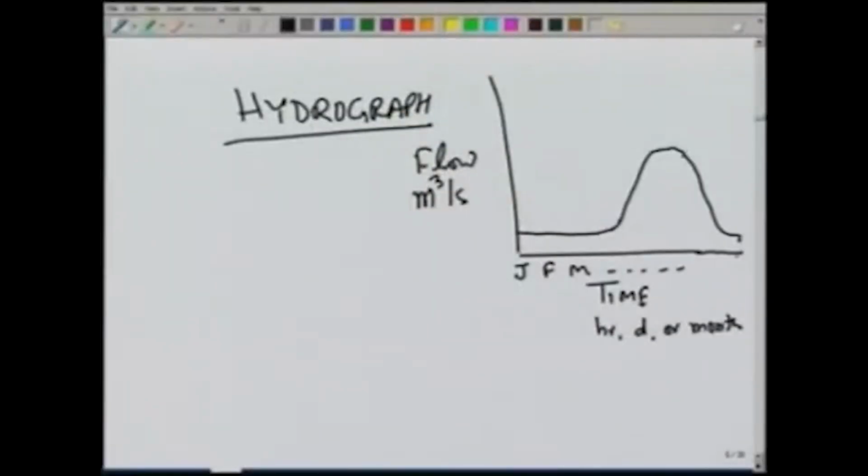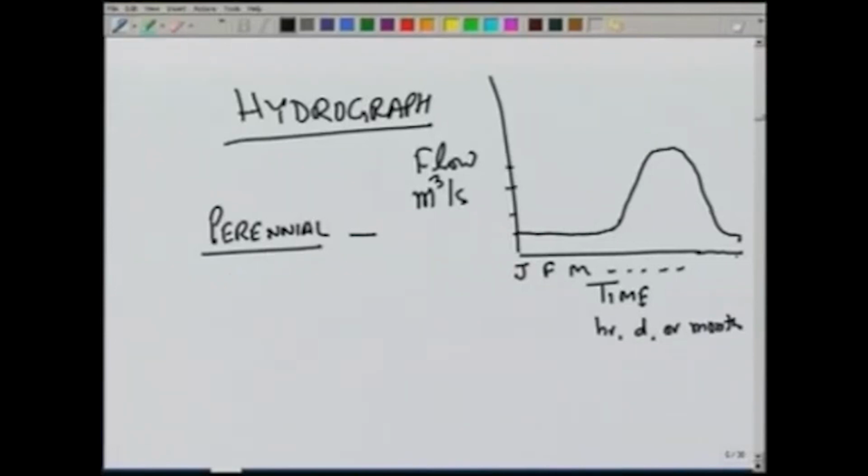If we look at typical streams, there may be three different kinds of streams. One which runs throughout the year, perennial, for which the hydrograph will look like this, because it will run through the year and there is no part of the year where there is no flow. So, in this all the time there is at least some flow in the river.